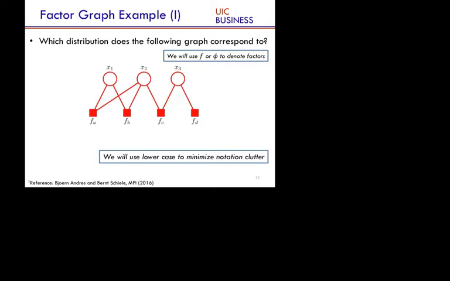Couple of things. First, let's look at an example. Which distribution does the following graph correspond to? We'll use f or phi to denote factors, without loss of generality, and we'll use lowercase to minimize notation clutter, because these are functions anyway. A joint distribution is just a function of every realization. So when you write p of small a, comma, small b, comma, small c, it's implied that it's a function which, for example, if a, b, and c are taking 2 values each, maps 8 configurations to corresponding numbers, right? So it's just a function. So we can use lowercase letters.